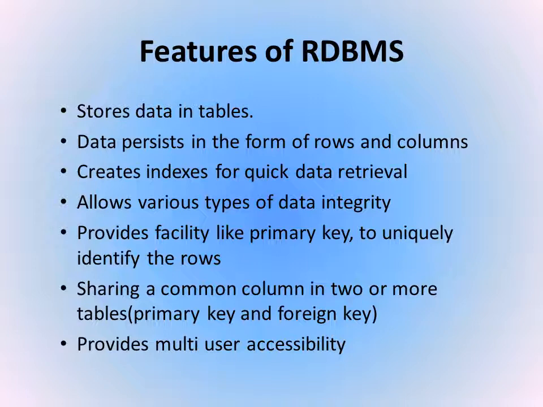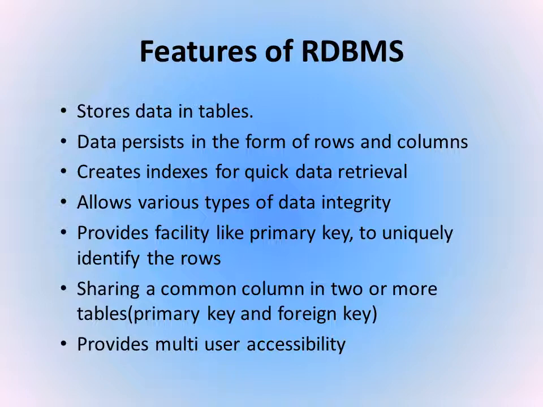Next, it provides facilities like primary key and unique key to identify each row. So what is a primary key? A primary key is a column or combination of columns used to uniquely identify all the records within a table. Similarly, a unique key is also a column or combination of columns that is used to uniquely identify all the records within a table.